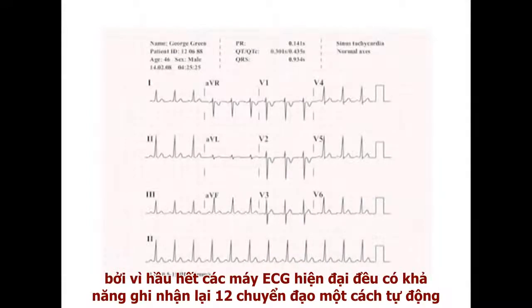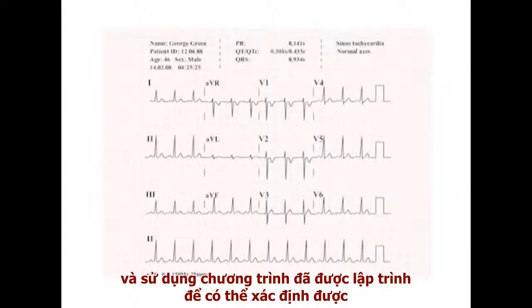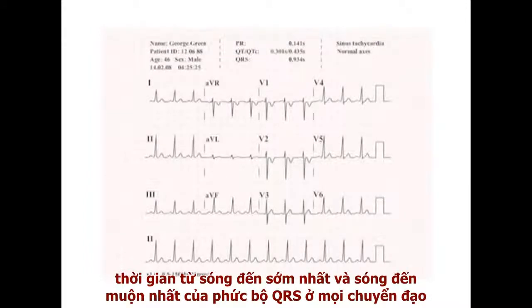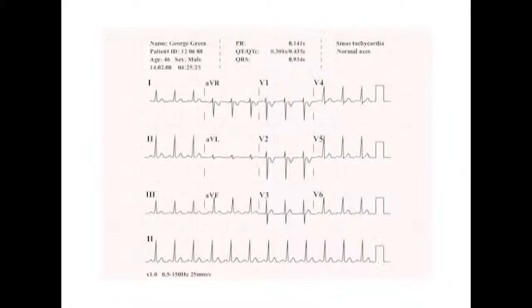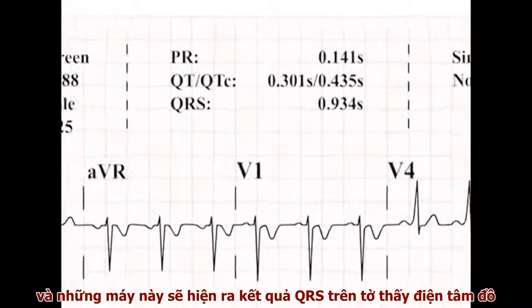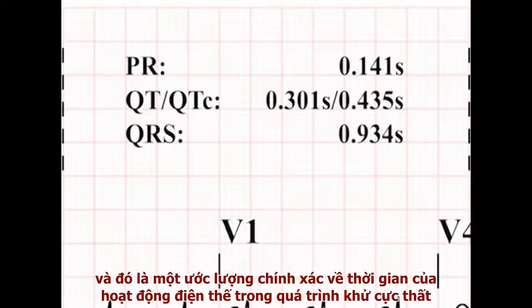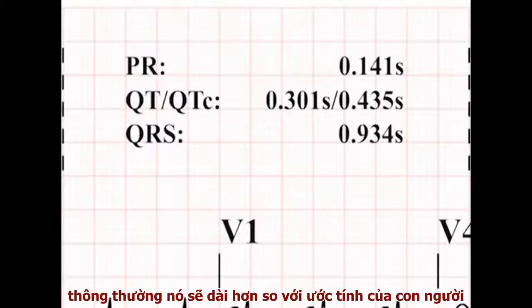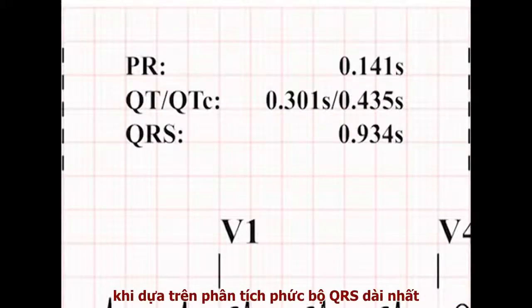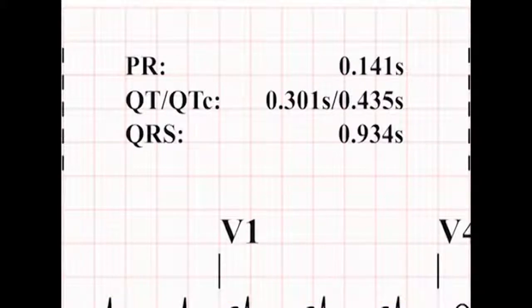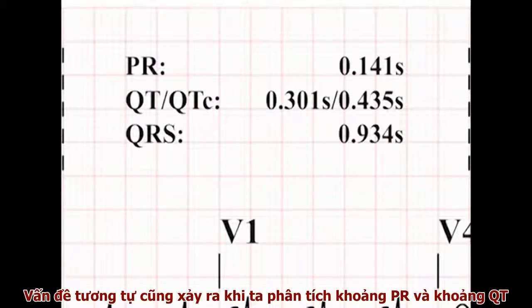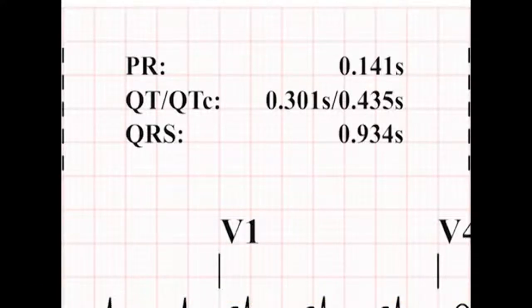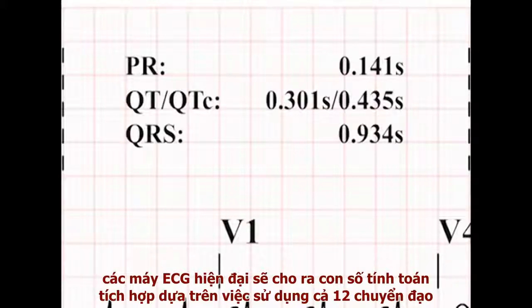We use the term manually as most modern digital ECG machines are capable of recording all 12 leads simultaneously and use computer programs to identify the times of the earliest and latest deflections of the QRS complexes in all leads. These machines then report this integrated QRS duration on the printout. This tends to represent an accurate estimate of the duration of all of the events of ventricular depolarization and will always tend to be longer than the human estimate based on the analysis of the widest QRS duration. Exactly the same problems exist for the analysis of the PR interval and the QT interval, and modern machines will present you with an integrated value calculated using all 12 leads.